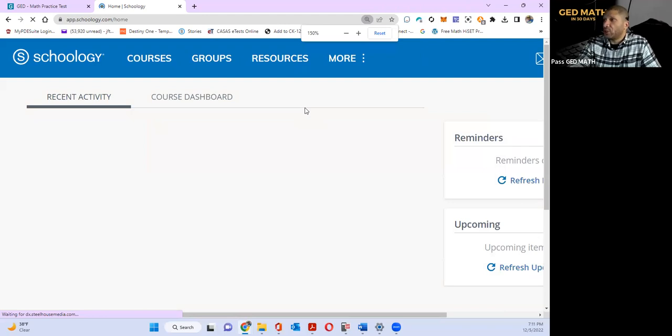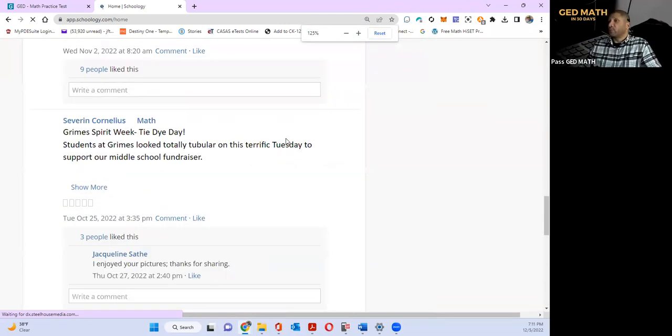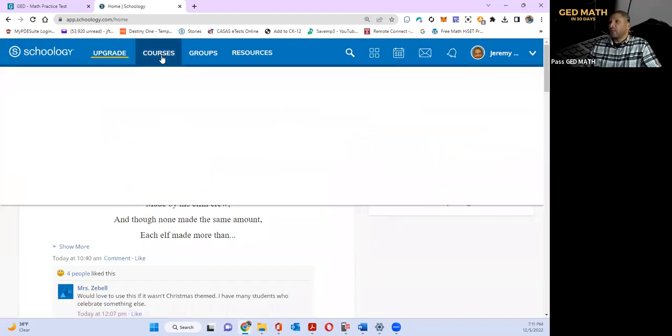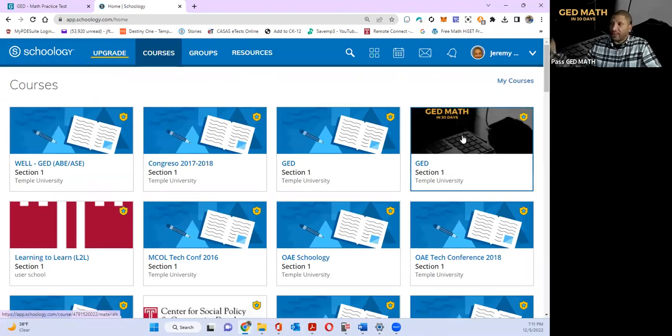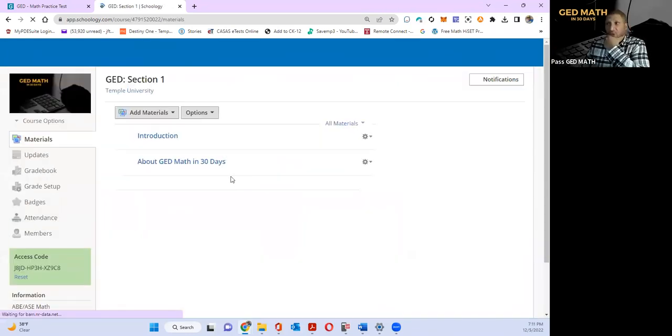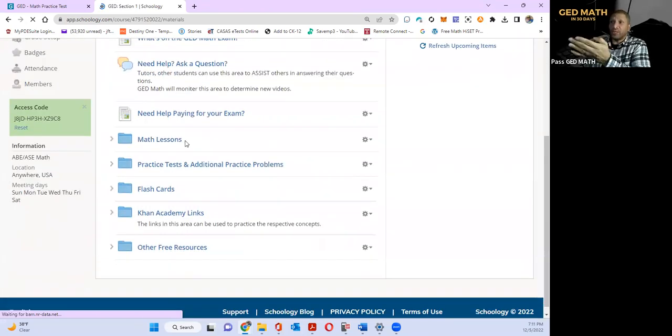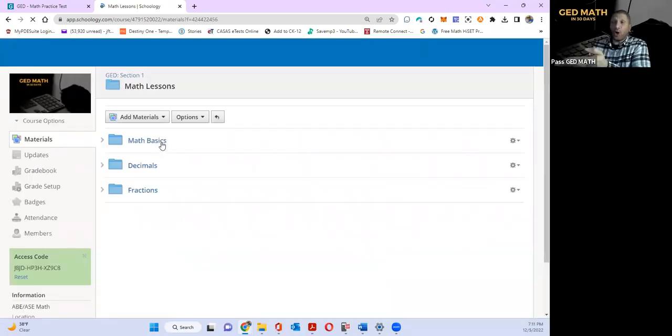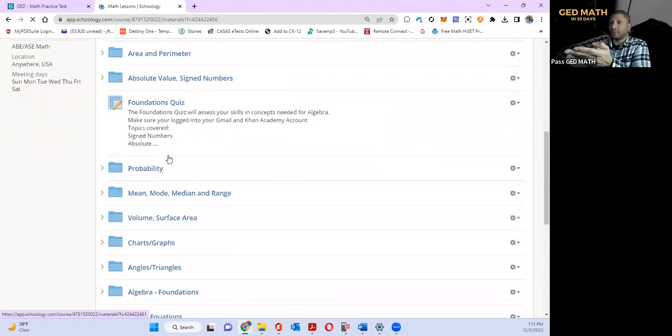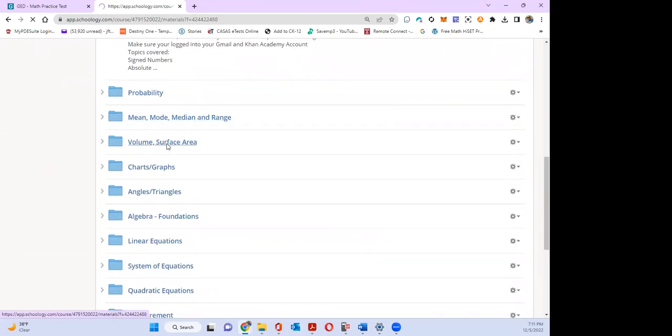So for example, I'm gonna show you the 2 ways you can do it. Once you get into Schoology, you're gonna go to courses. And of course, you're only gonna see one course. I got about 15 of them, but in yours, you should only see one. You can go either under math lessons or practice tests and additional practice problems. If you go into math lessons, you go to volume and surface area. Let's find it right there.